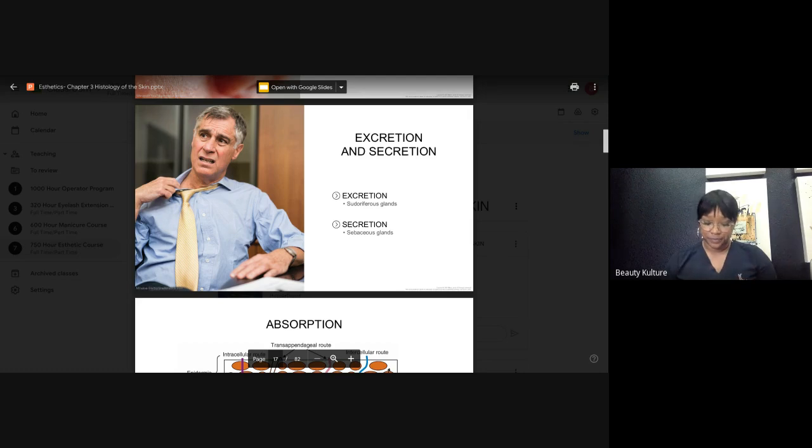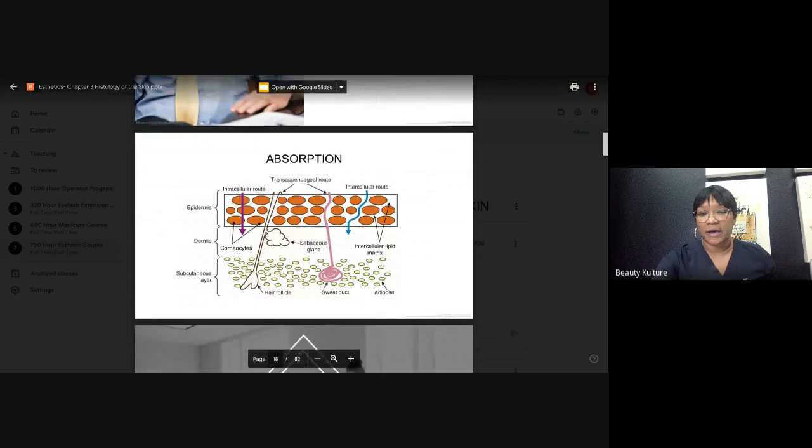As far as secretions go, I just need you to know that sebum is the oil that is produced through the sebaceous gland. And again, we need oil to balance out the water and to have a healthy water oil balance within our skin to make sure that we have that healthy barrier function going. So that's as much as I want to say about excretion and secretion. I'm going to scroll on down.